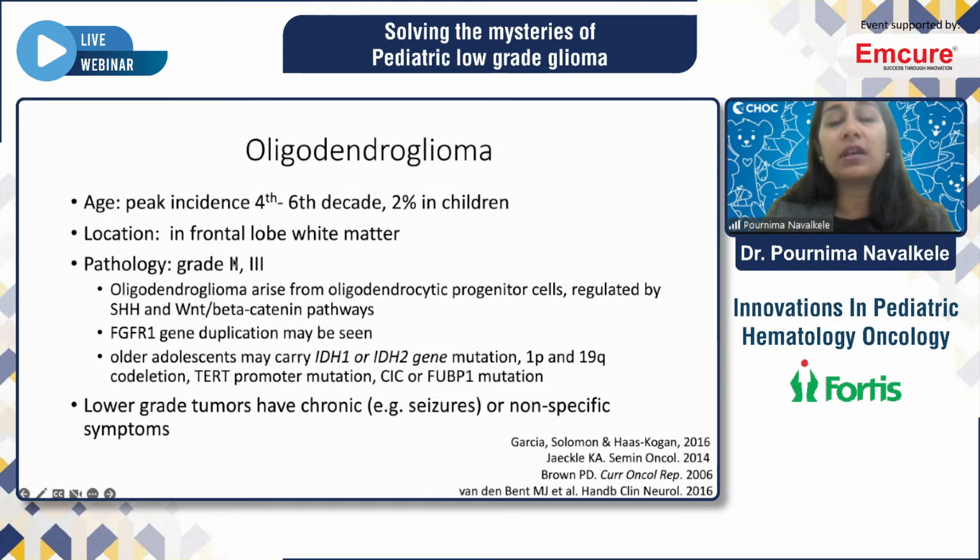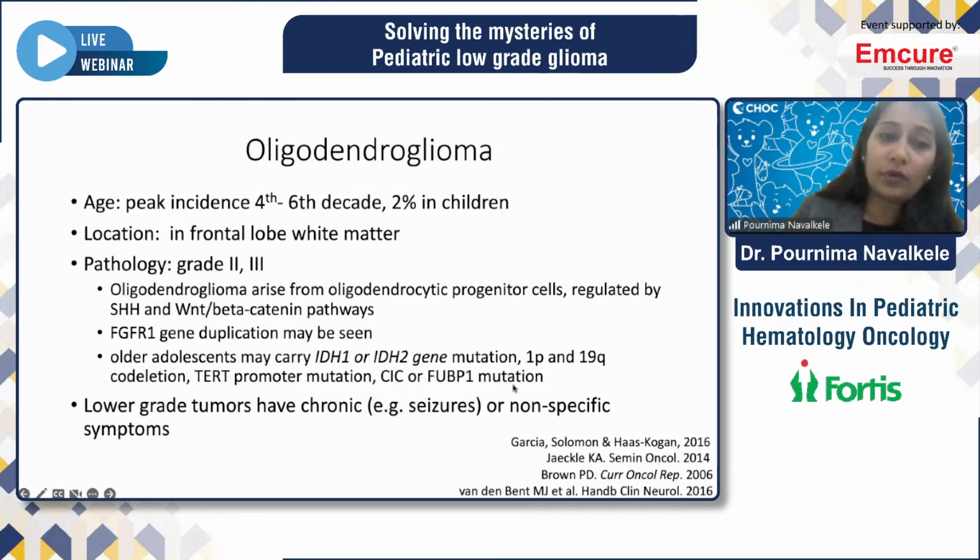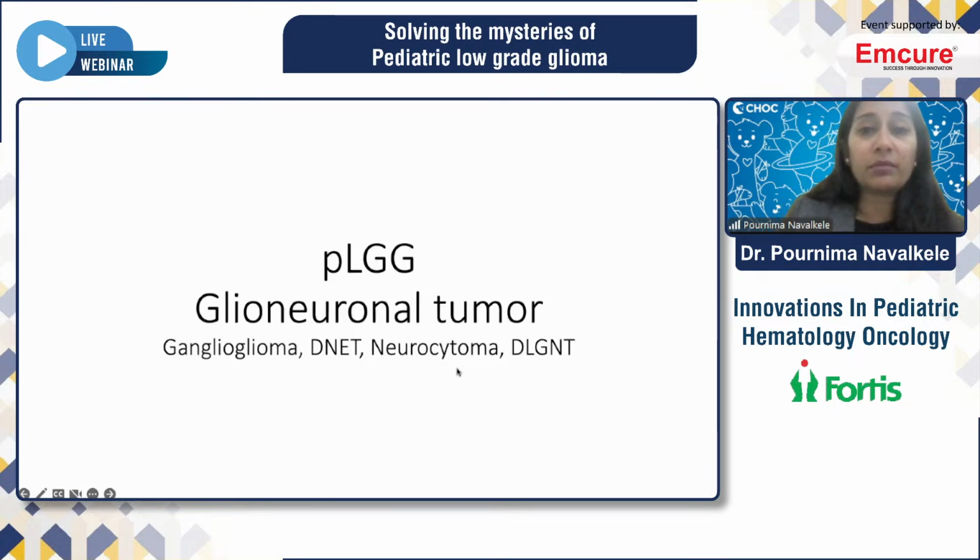The pathology is grade 2 or grade 3, and the oligodendrogliomas arise from oligodendrocyte progenitor cells, which is regulated by SHH and Wnt beta-catenin pathways. The FGFR gene duplication has sometimes been noted, and older adolescents can carry IDH1 or IDH2 gene mutation, as well as 1p19q co-deletion, third promoter mutation, and CIC or FUBP1 mutation. The lower grade tumors have chronic type of symptoms such as seizures or non-specific type of symptoms.